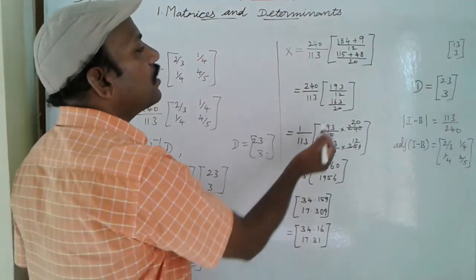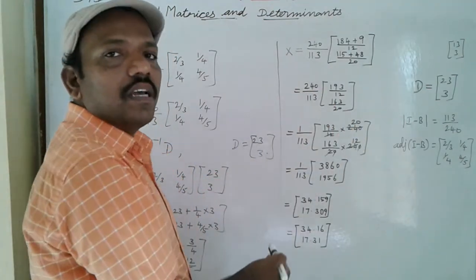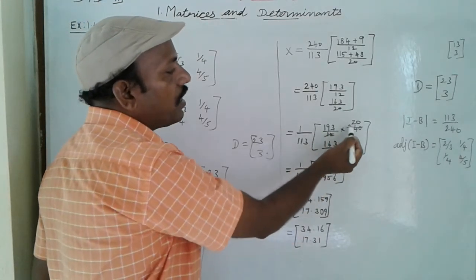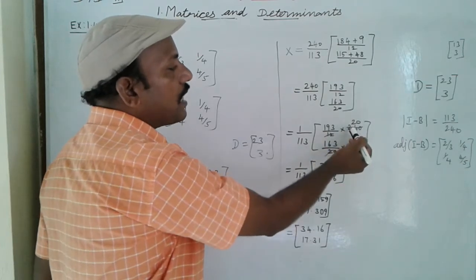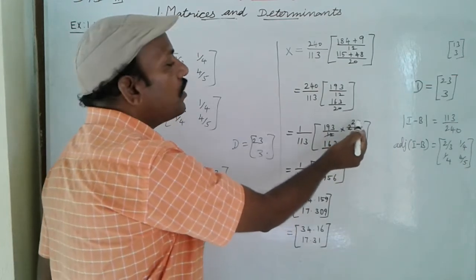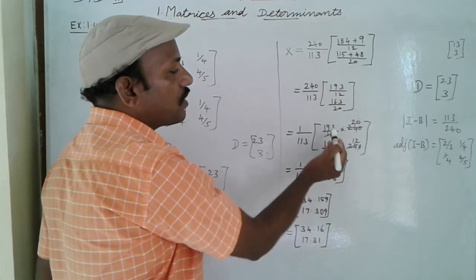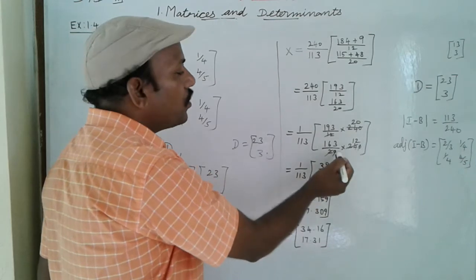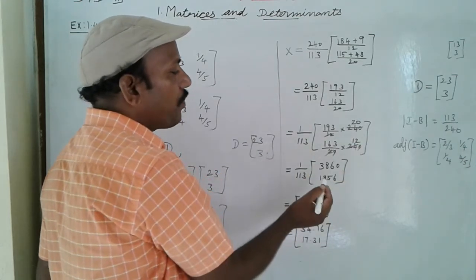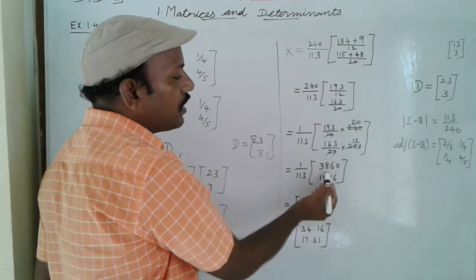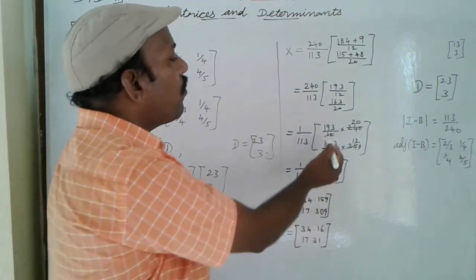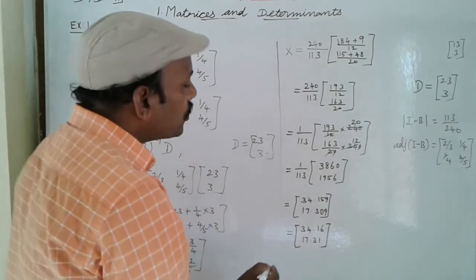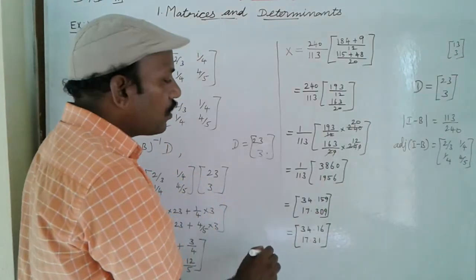So we take 240 inside and multiply. 193 divided by 12 into 240: 12 and 240 cancel, leaving 20. For the other, the zeros cancel, and 2 into 24 is 12 times. So we multiply 193 into 20 is 3860, and 163 into 12 is 1956. We divide both by 113.